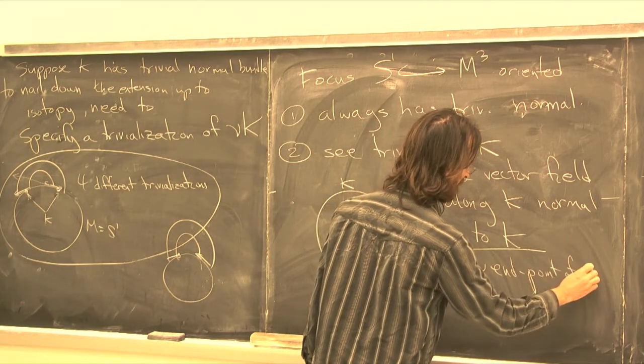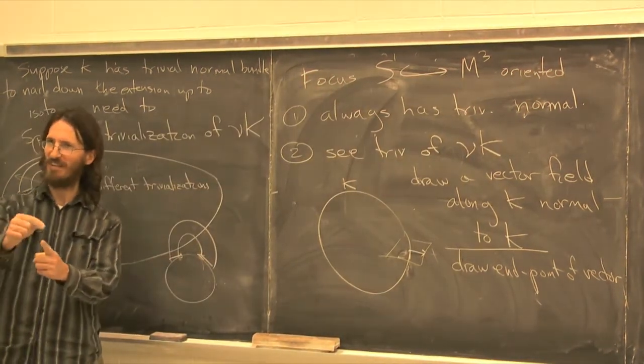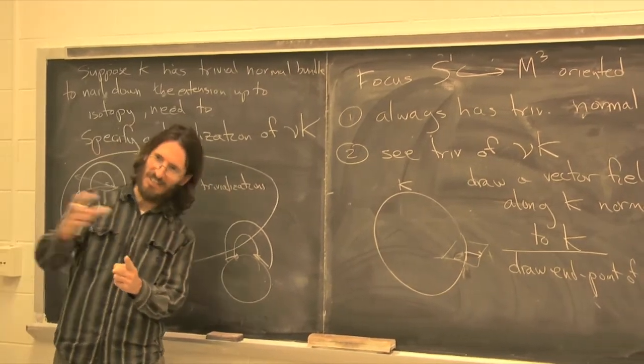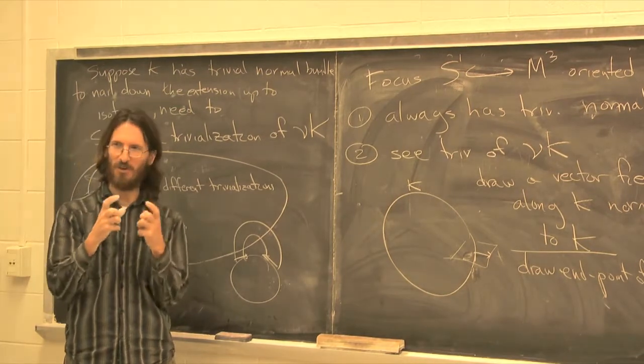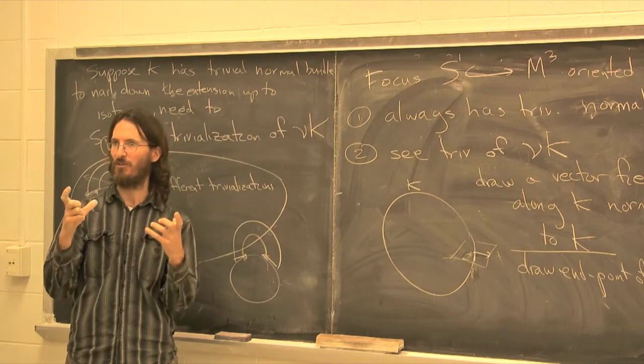Of course, this is getting super sloppy, right? Because the endpoint of the vector is not in the manifold. If you really want to be careful, use the exponential map, integrate back down onto the manifold. But the whole point of the tubular neighborhood theorem is you can identify tubular neighborhoods of submanifolds with their normal bundles.